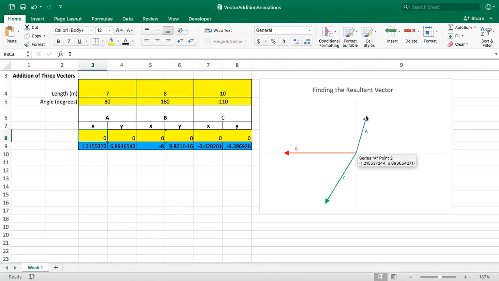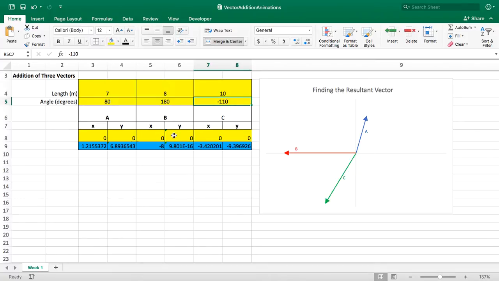Vector A is at an angle of 80 degrees to the x-axis and has a length of 7. Vector B, in red, has a length of 8 and is at an angle of 180 degrees to the x-axis. Therefore, it is on the horizontal axis, the x-axis, in the negative direction. Vector C has a length of 10 and is at an angle of minus 110 to the x-axis.